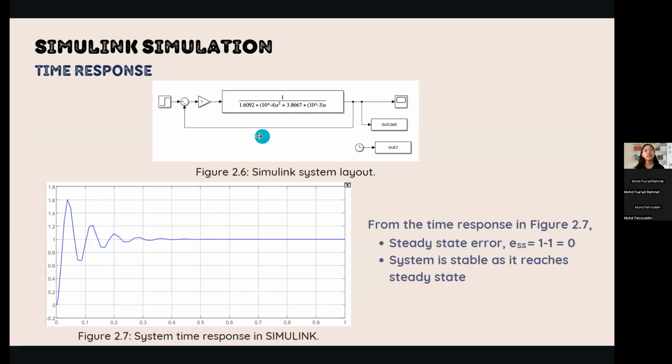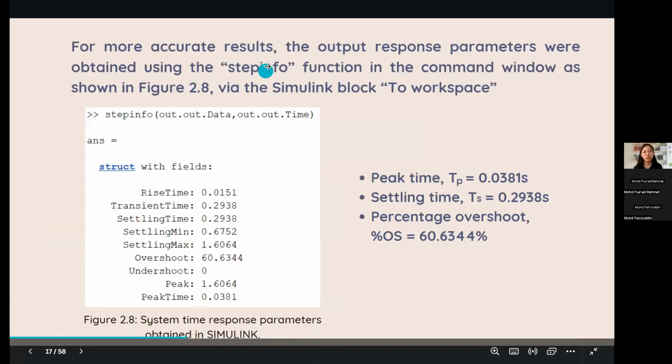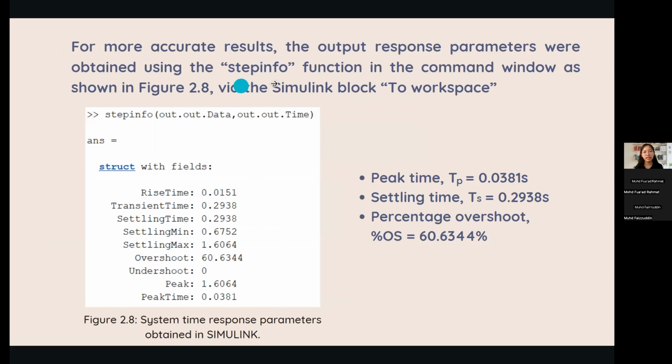So using the simulation, we can create the block diagram. And from the graph of the simulation, we can see that it is a similar graph to the one generated in MATLAB. And we can also obtain, what do you mean by out.t with the clock in that simulation? To do this, step info function.